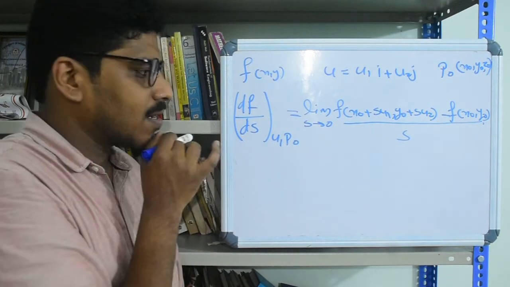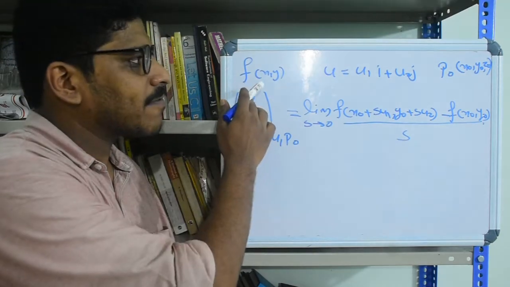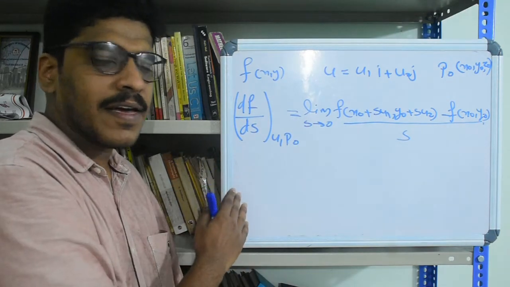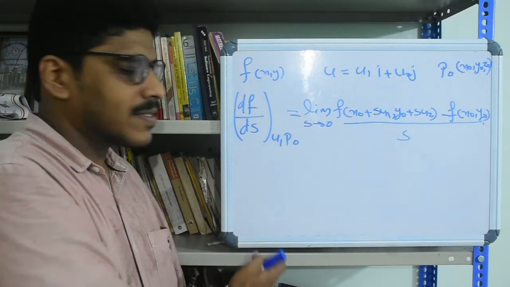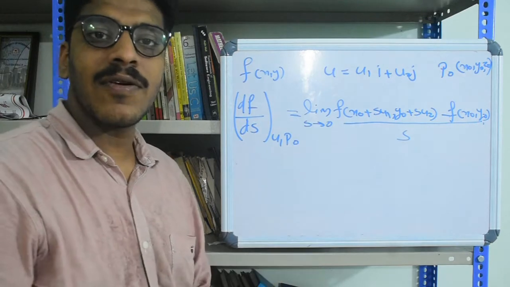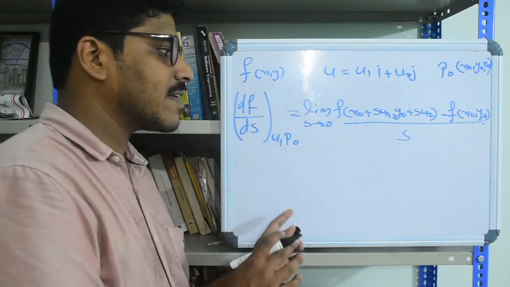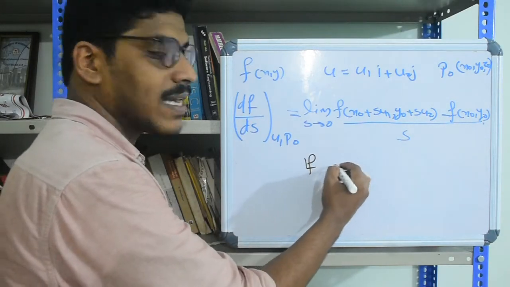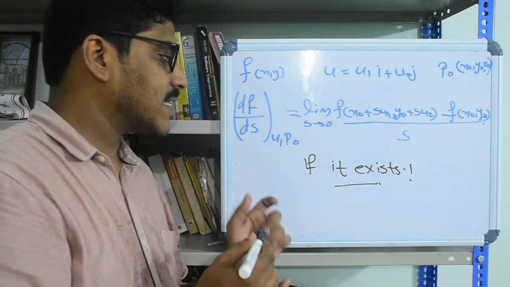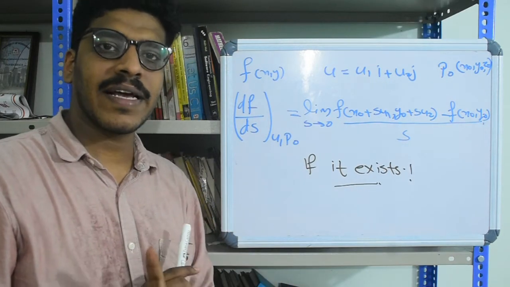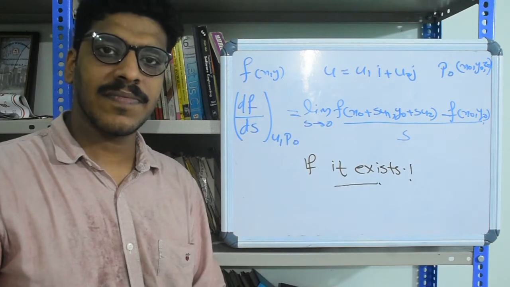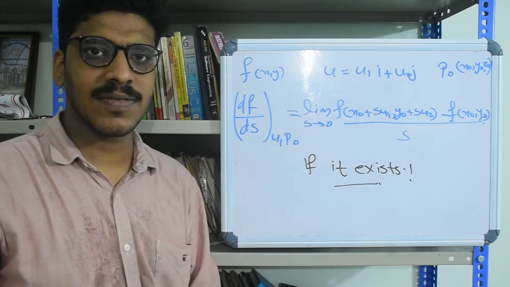This gives the formal definition for the rate of change of f in the direction of a given unit vector u at p naught. This is called the directional derivative of f in the direction of u at p naught. Remember, this limit need not always exist. The directional derivative is defined if and only if this limit exists. This is very important, and it tells us that the directional derivative of a function need not always exist. It is not necessary that the directional derivative of a function exists in all directions. It may exist in some directions, and it may not exist in others.